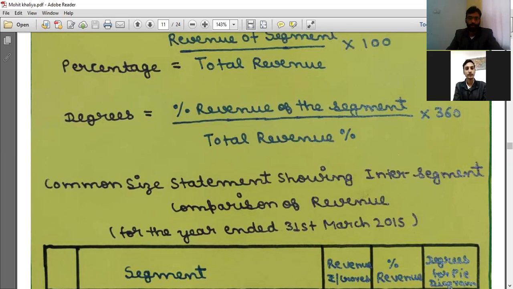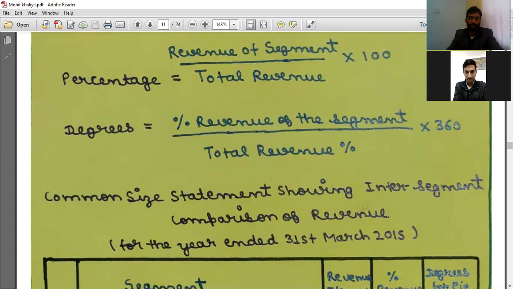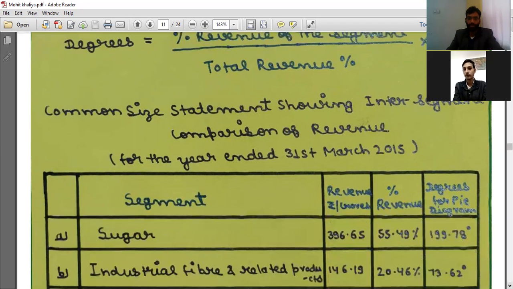Don't worry. Now, here I can see one formula you have presented. For the pie diagram, you have calculated the percentages first of all, and after that, you have calculated the degrees. The formula that you have mentioned is the percentage revenue of the segment upon total revenue percentage multiplied by 360. What is the total revenue percentage? So 100. So you may have mentioned the 100 directly here.